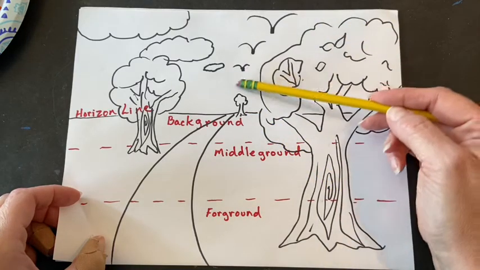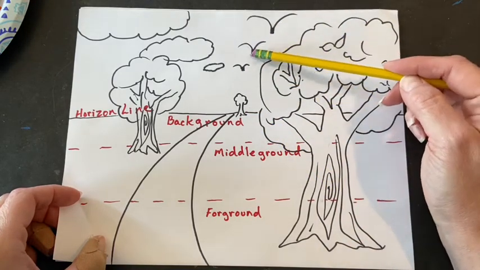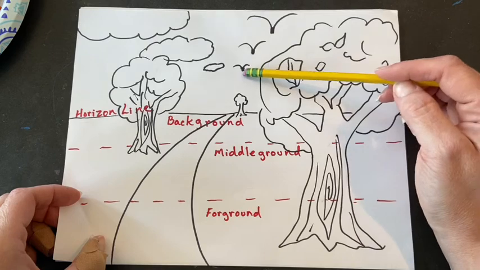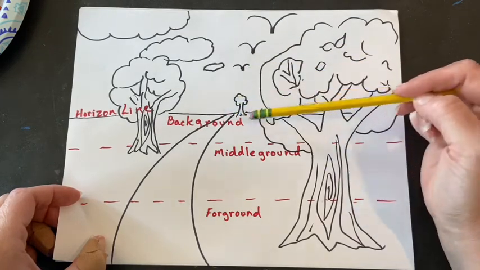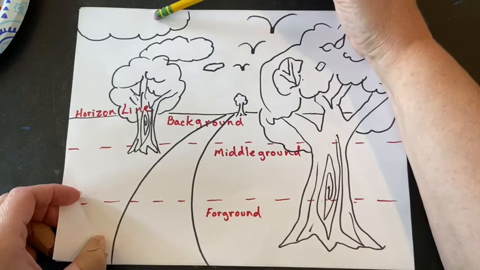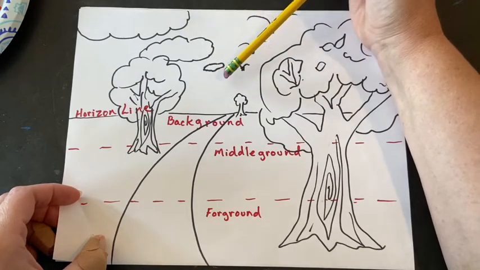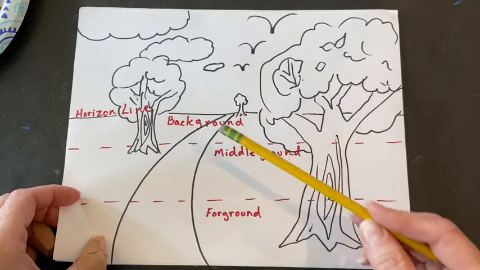Going this way, big bird, medium bird, and small bird. So they are also getting smaller the closer they get to the horizon line. Big cloud, medium cloud, little cloud. And then of course the road even gets smaller.